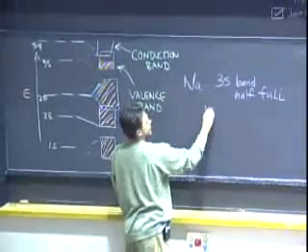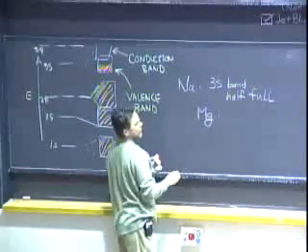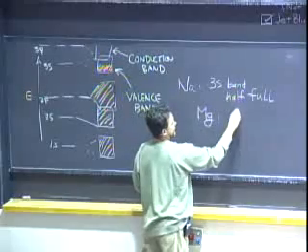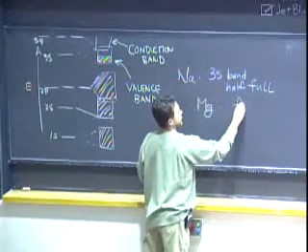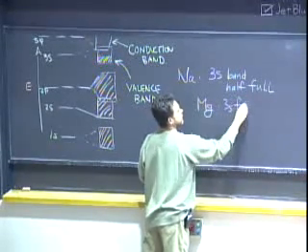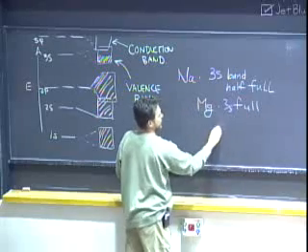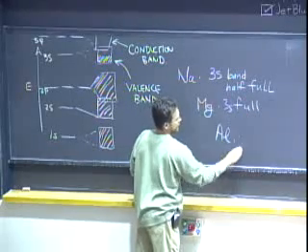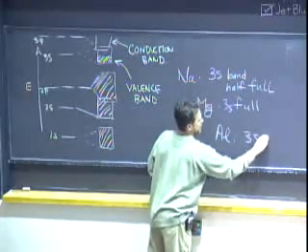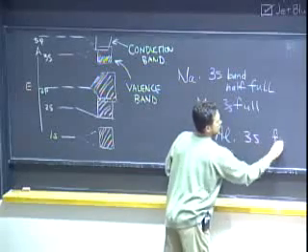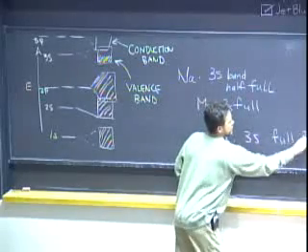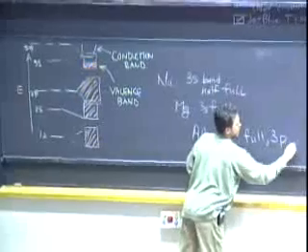And if we go over to magnesium, this same band is now full. The 3s band is full. And if we go to aluminum, that 3s band is full, and the 3p band is partly full.